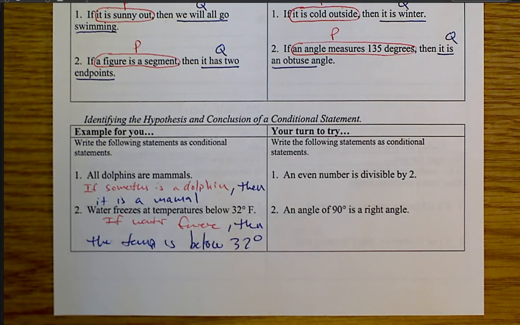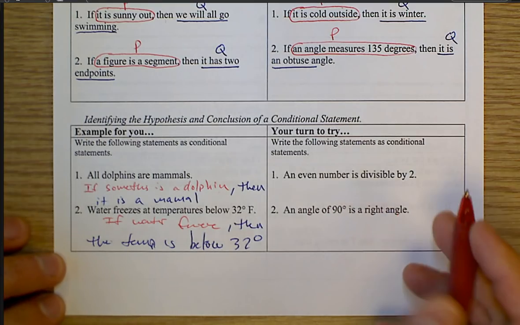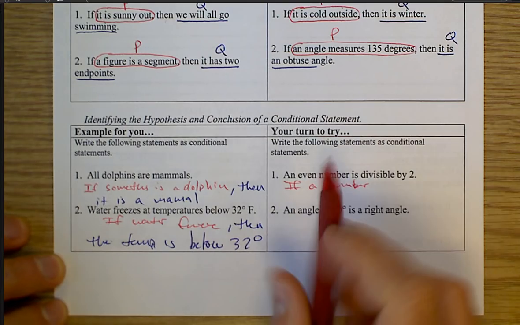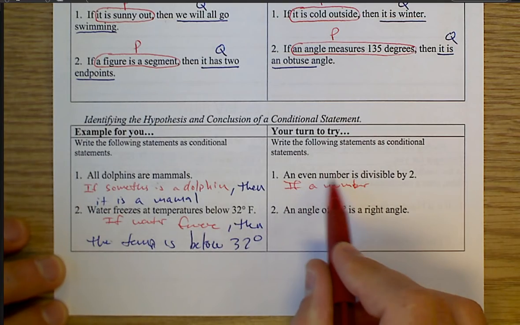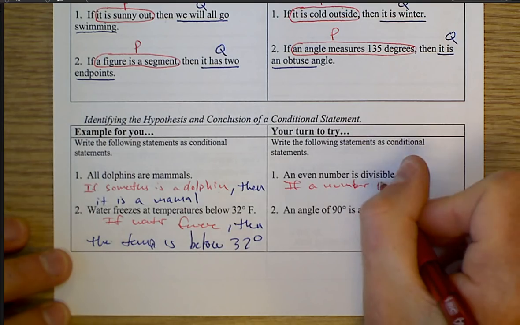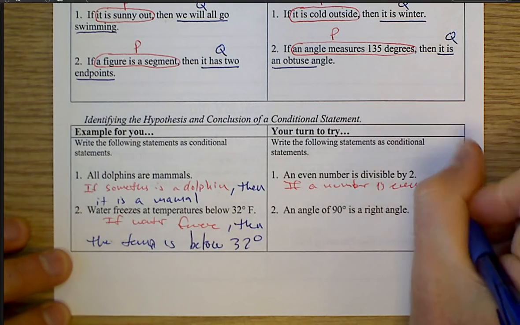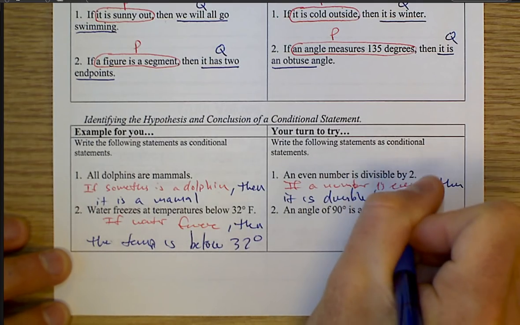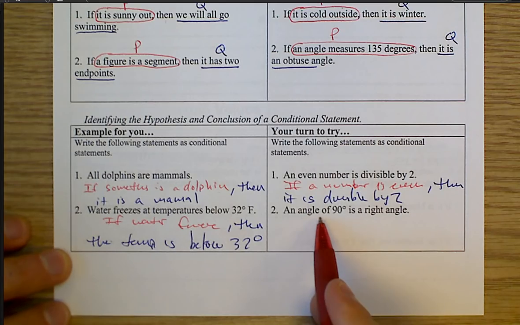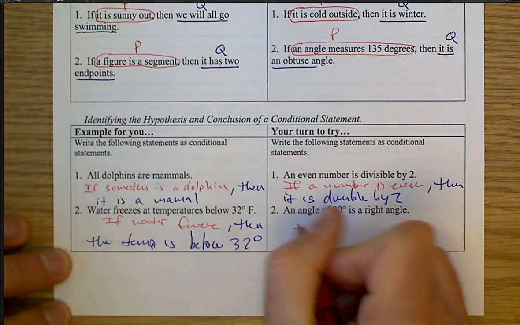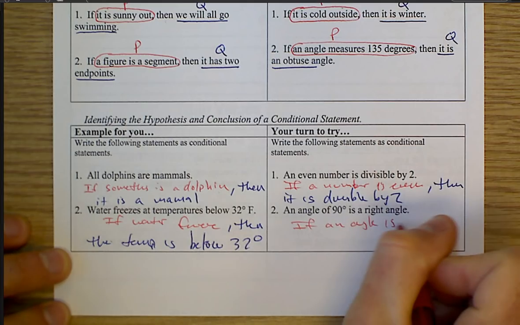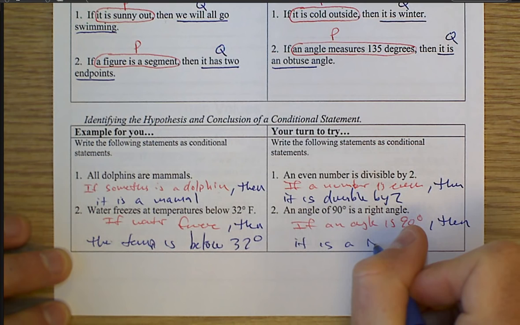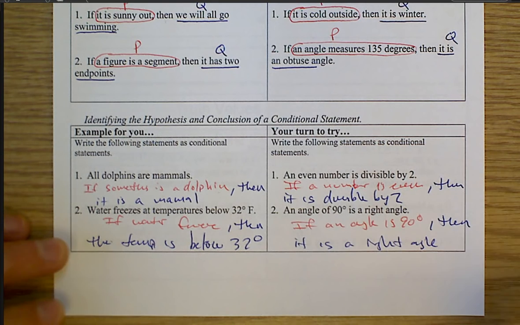All right, back. An even number is divisible by 2. If a number is even, then it is divisible by 2. An angle of 90 is right. If an angle is 90, then it is a right angle. Sweet. Moving on. Page 2.